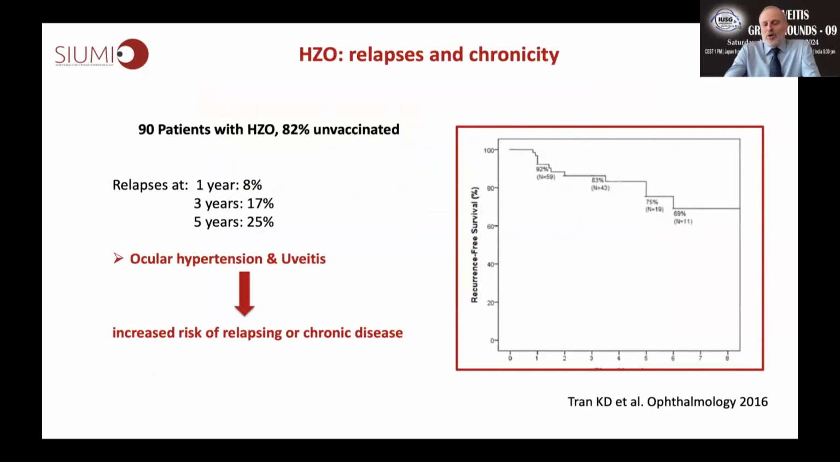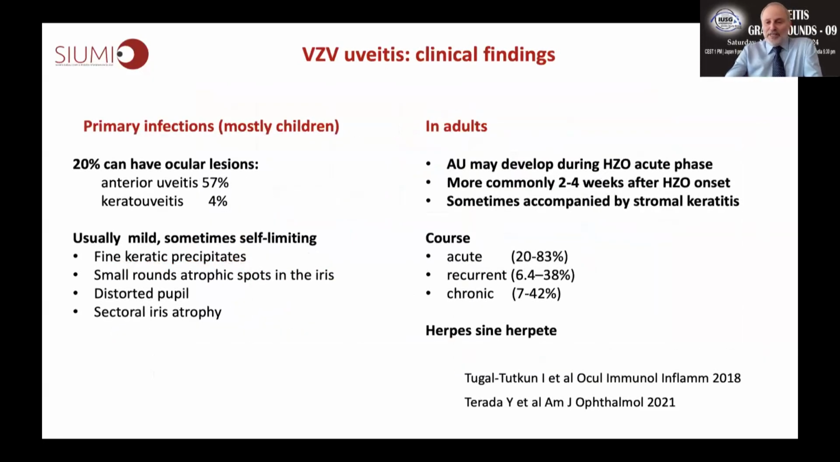In patients with herpes zoster ophthalmicus, we can have a relapse at 1 year in 80% of the cases, at 3 years in 70% of the cases, and at 5 years 25% of the patients will relapse. The very important thing to know is that ocular hypertension and uveitis are risk factors for getting a relapsing or chronic disease. Which are the clinical findings?